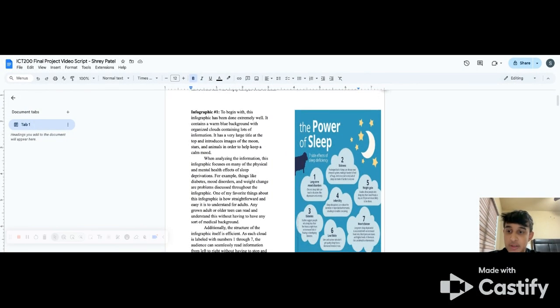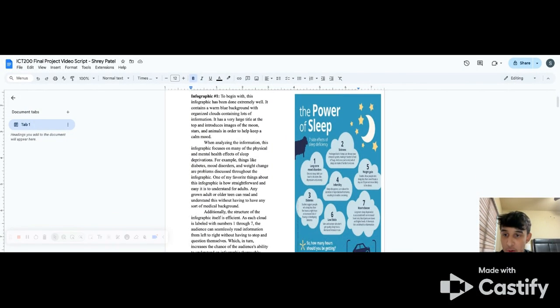To begin with, this infographic has been done extremely well. It contains a warm blue background with organized clouds containing lots of information. It has a very large title at the top and introduces images of the moon, stars, and animals in order to help keep a calm mood.